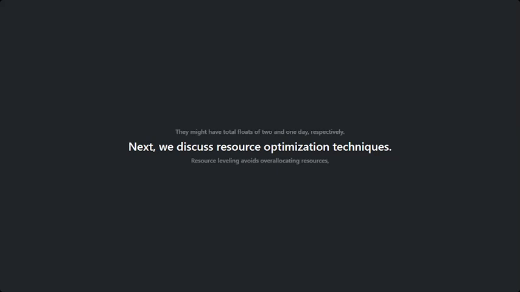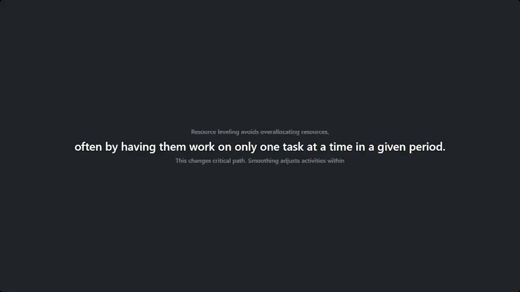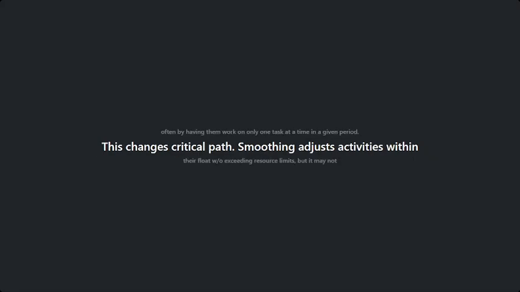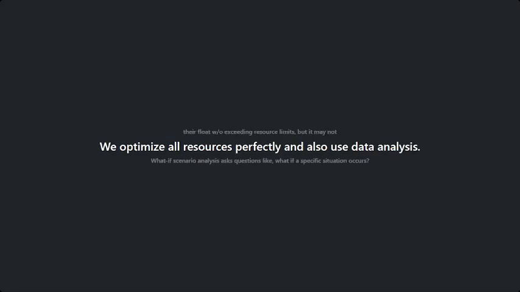Next, we have resource optimization techniques. Resource leveling adjusts the schedule so that a resource is not overallocated, often by having them work on only one task at a time in a given period. This can change the critical path. Resource smoothing adjusts activities only within their available float without exceeding predefined resource limits, but it may not optimize all resources perfectly. We also use data analysis.